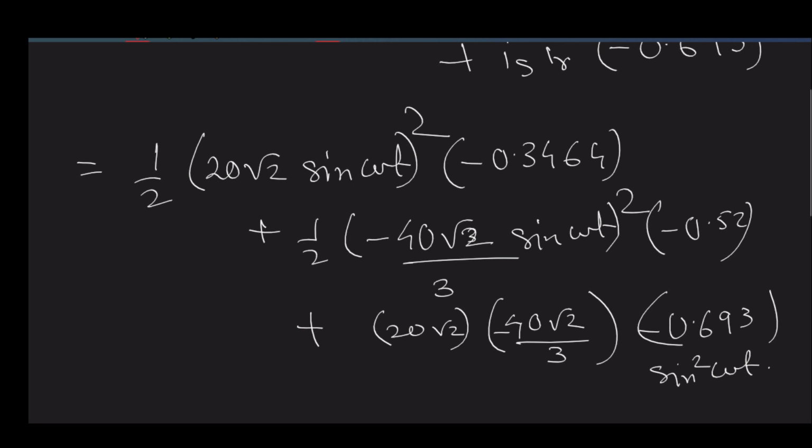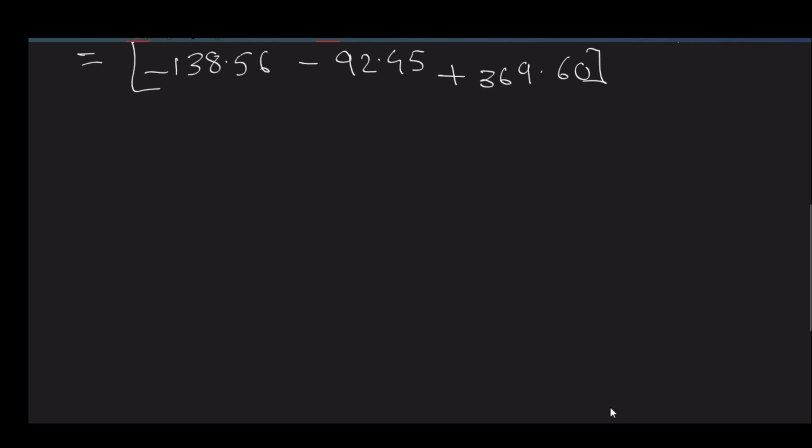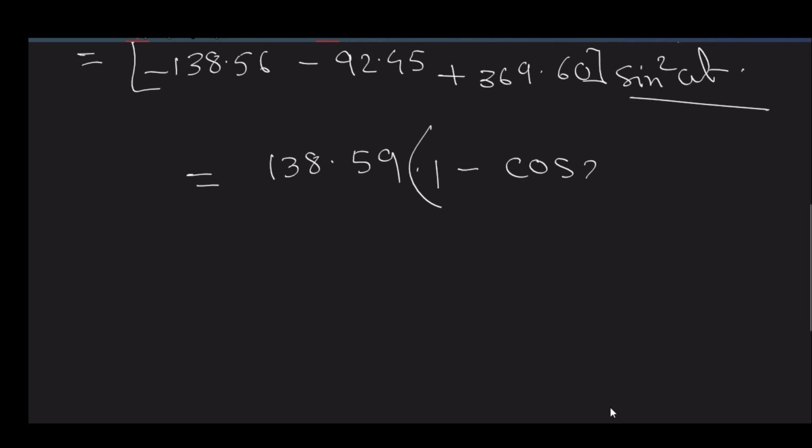So if you solve this complicated expression, what you will get is minus 138.56 minus 92.45 plus 369.60 sine square omega t, and this further can be broken as 138.59, and this part is 1 minus cos 2 omega t by 2.